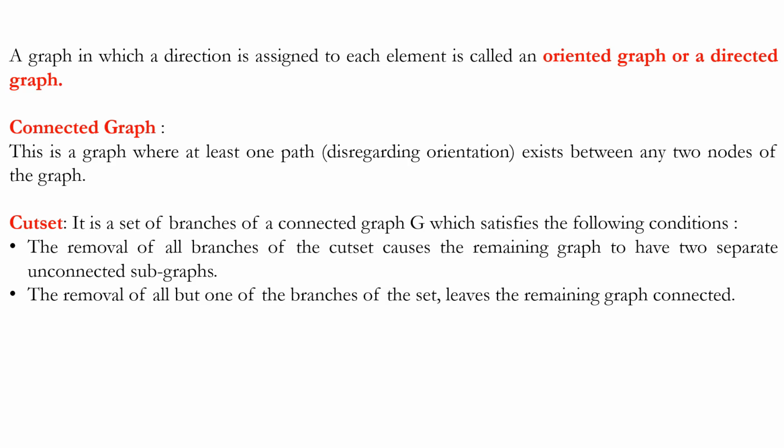Cut set. It is a set of branches of a connected graph G which satisfy the following conditions. The first one is the removal of all branches of cut set causes the remaining graph to have two separate unconnected subgraphs. The second one is the removal of all but one of the branches of set leaves the remaining graph connected.